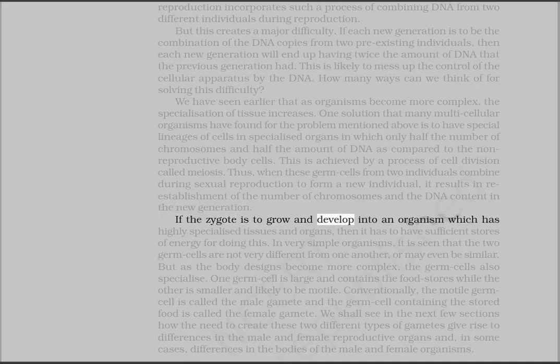If the zygote is to grow and develop into an organism which has highly specialized tissues and organs, then it has to have sufficient stores of energy for doing this. In very simple organisms, it is seen that the two germ cells are not very different from one another, or may even be similar. But as the body designs become more complex, the germ cells also specialize. One germ cell is large and contains the food stores while the other is smaller and likely to be motile. Conventionally, the motile germ cell is called the male gamete and the germ cell containing the stored food is called the female gamete. We shall see in the next few sections how the need to create these two different types of gametes gives rise to differences in the male and female reproductive organs and, in some cases, differences in the bodies of the male and female organisms.